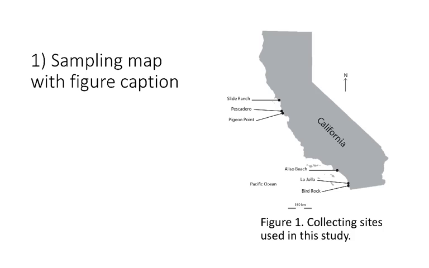First of all, you should include a sampling map with a figure caption. So that's an example here on the right. This is a map that I created and used for most of my posters. There's a map of California, and then I've indicated along the coast of California the 6 different sites where I collect my samples from.